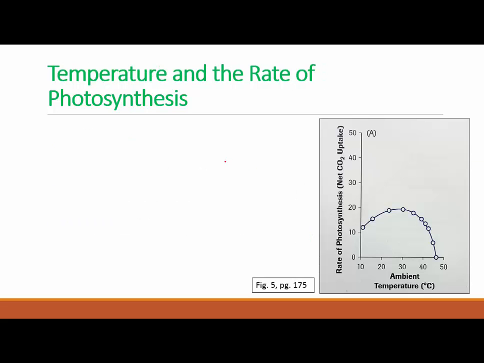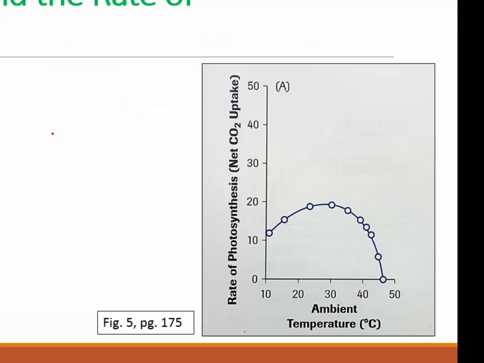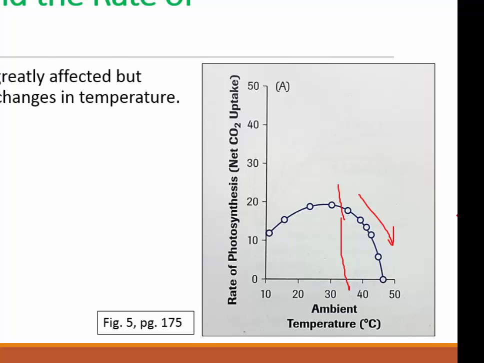All right, let's look at the effect of temperature on the rate of photosynthesis. Here we have a graph of temperature in degrees Celsius versus the rate of photosynthesis, again looking at CO2 uptake. And what you can see here is that from about 10 degrees to 30 degrees, we get an increase in the rate of photosynthesis. And beyond that, we get this drop-off of the photosynthetic rate.